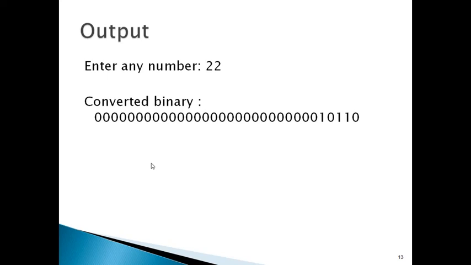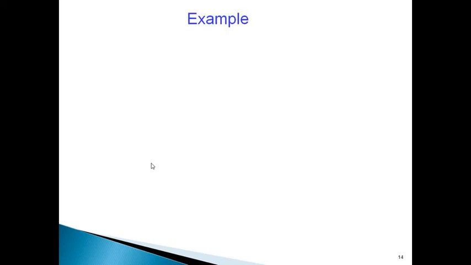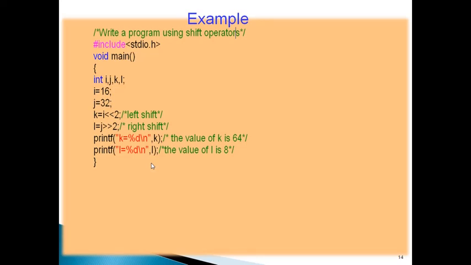Due to the technical problem, we are unable to get the result, but the expected output is: enter any number, 22. Converted binary number is shown. This is the sum of the sample programs here. #include <stdio.h>, main, declaring the i, j, k, l variables. We use the left shift operator like this: i << 2, j >> 2. It prints. Observe and practice these programs.